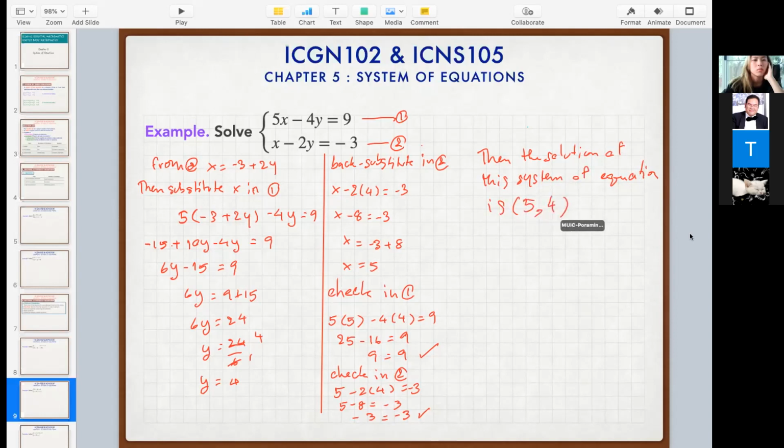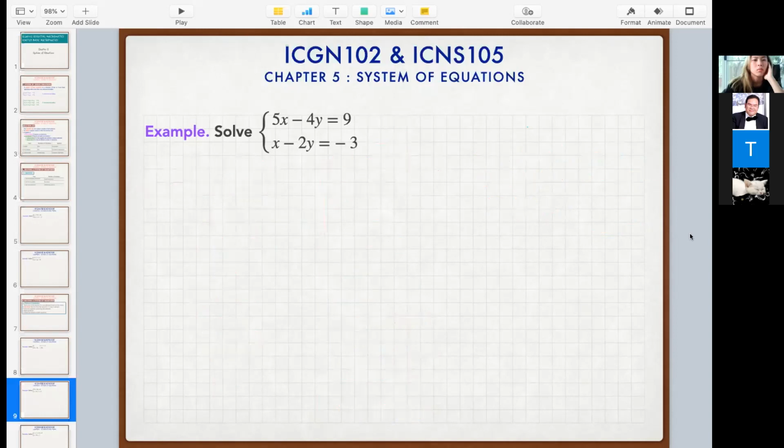Okay, right. So if you just do it and the answer is 5 and 4, or x equals to 5, y equals to 4, that is correct one. Okay, any question for this example? Anyone? If no, let's move on to the next example.